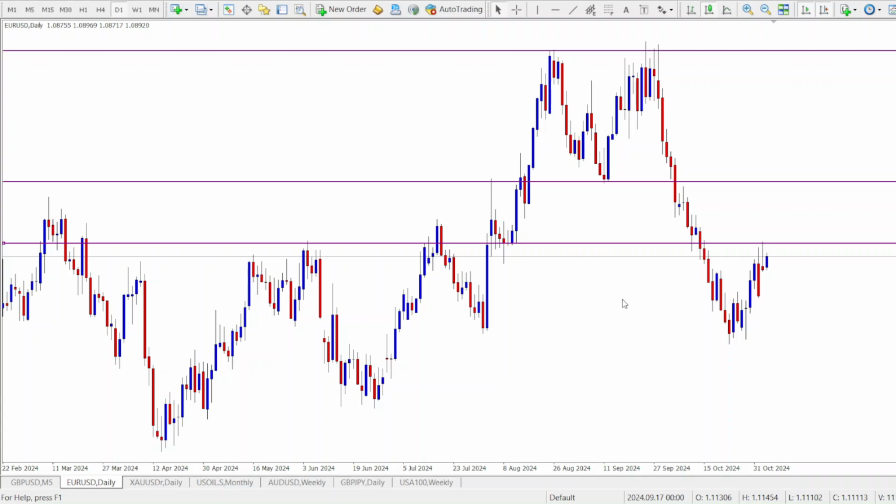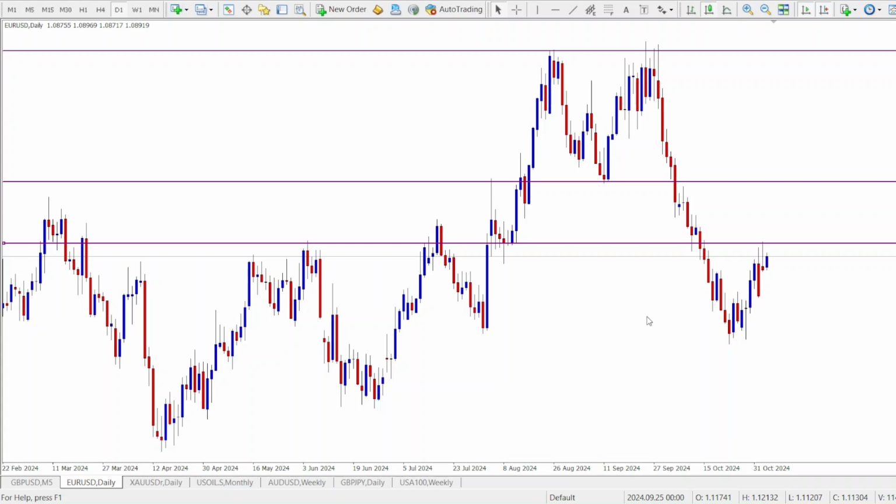Secondly, analyze currency pairs. Choose a few currency pairs to focus on. I'm going to recommend starting with the major pairs like the EUR USD, GBP USD, the USD JPY, and so on, as they tend to be more stable and liquid. Use technical analysis to determine entry and exit points. Look for patterns like head and shoulders, flags, or channels, etc.